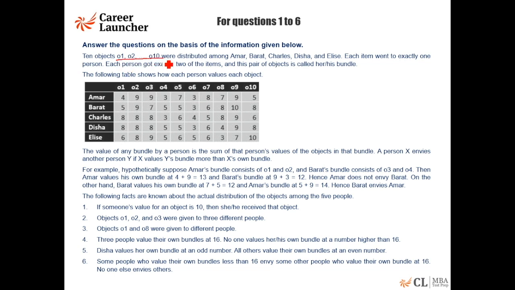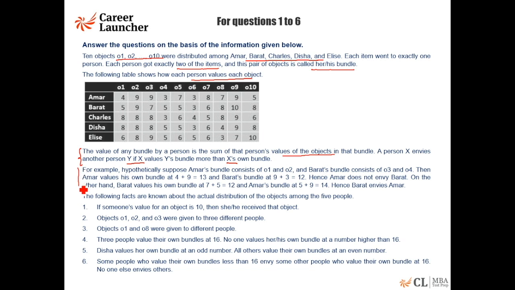10 objects O1 to O10 distributed among 4 people, A, B, C, D, E, 5 people other. Each item went exactly to one person. Each person got exactly 2 items, and this pair of objects is called his or her bundle. The following table shows how each person values each object. The value of the bundle is the sum of the person's values of the objects in the bundle. A person X envies another person Y if X values Y's bundle more than X's own bundle.